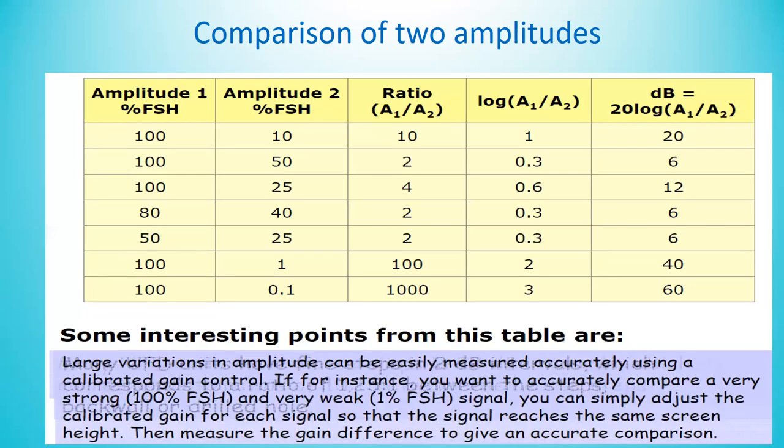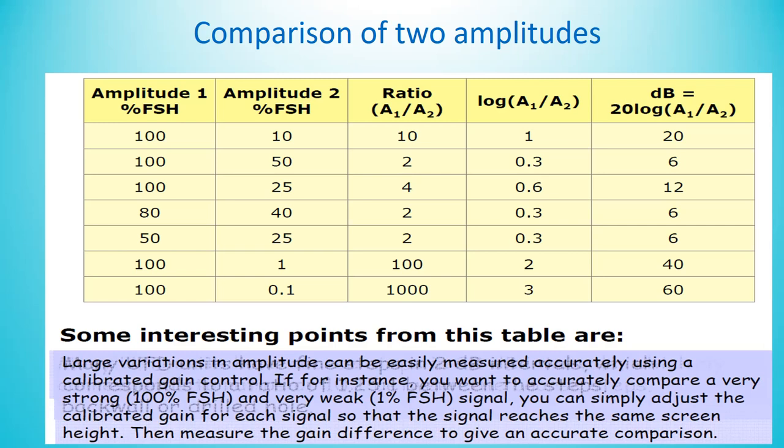Large variations in amplitude can easily be measured accurately using a calibrated gain control. If, for instance, you want to accurately compare a very strong 100% FSH signal and a very weak 1% signal, you can simply adjust the calibrated gain for each signal so that the signal reaches the same screen height, and measure the gain difference to give an accurate comparison.